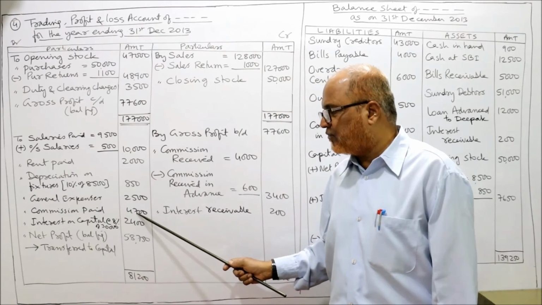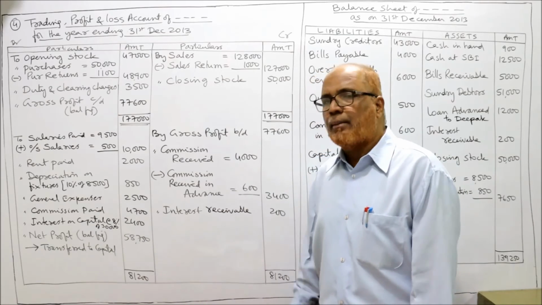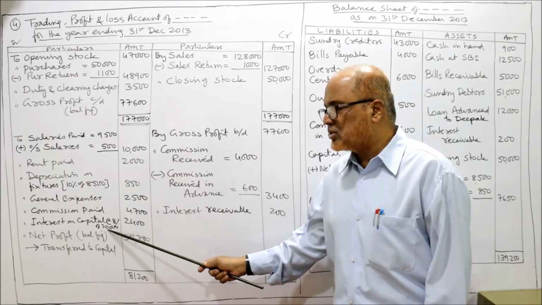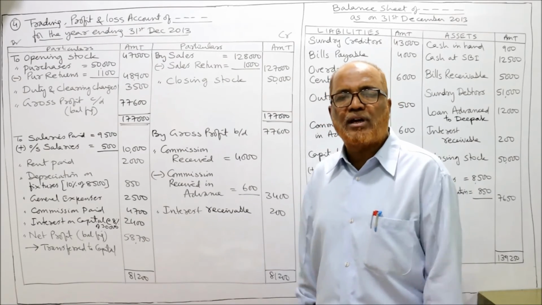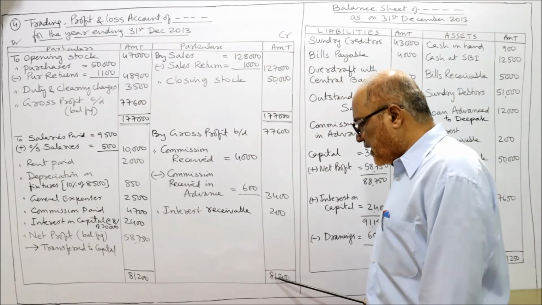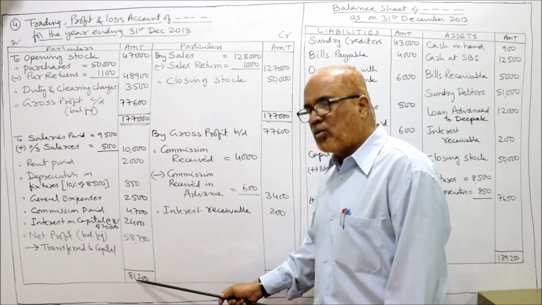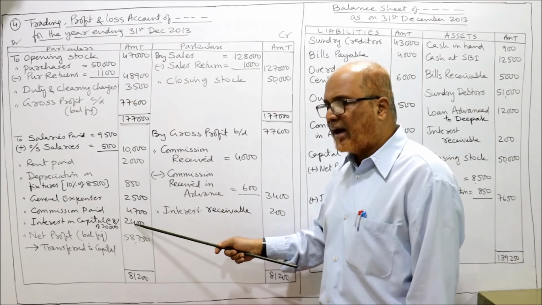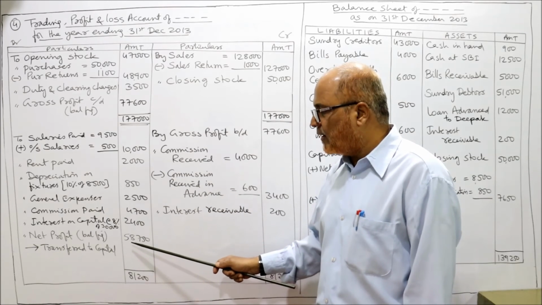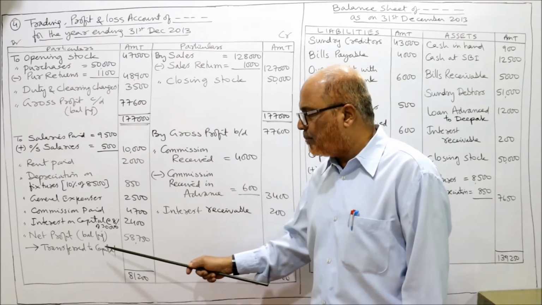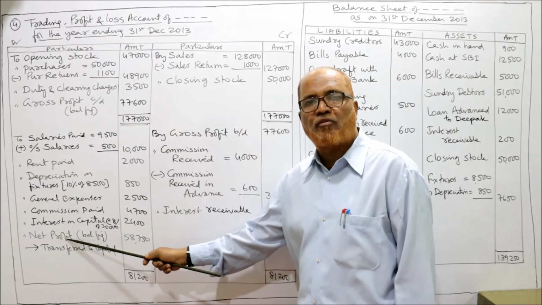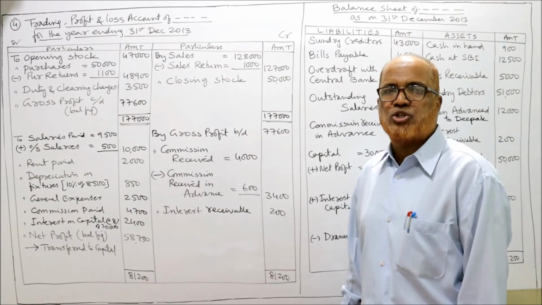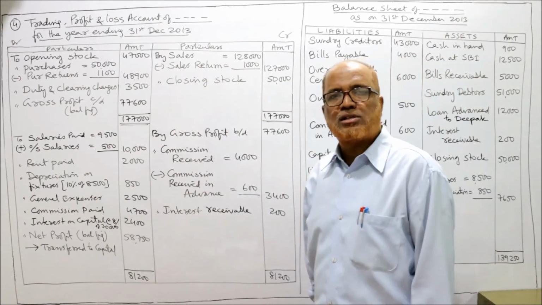Commission and traveling expense paid 4,700. Interest on capital at the rate of 8%. 8% on capital, capital 30,000, is 2,400. That's all. We have taken all the items. Credit side total you take 81,200. Take the total 81,200 minus all these values. Subtract all the debit values. You will get the balancing figure, 58,750. This is the net profit. And this net profit will be transferred to capital in the balance sheet. That's all. Trading and profit and loss account completed.